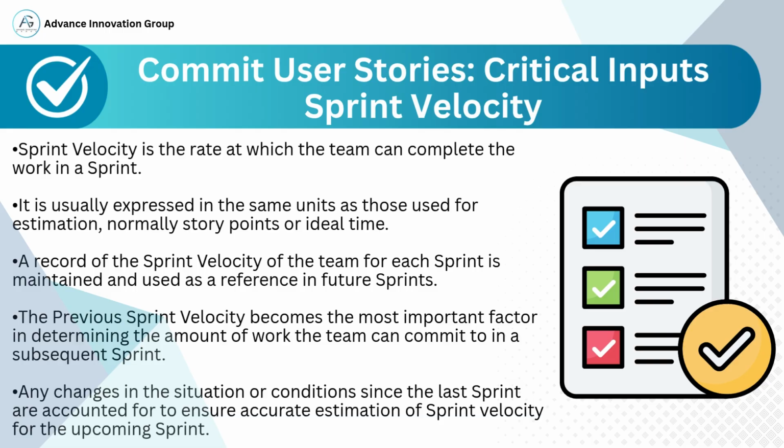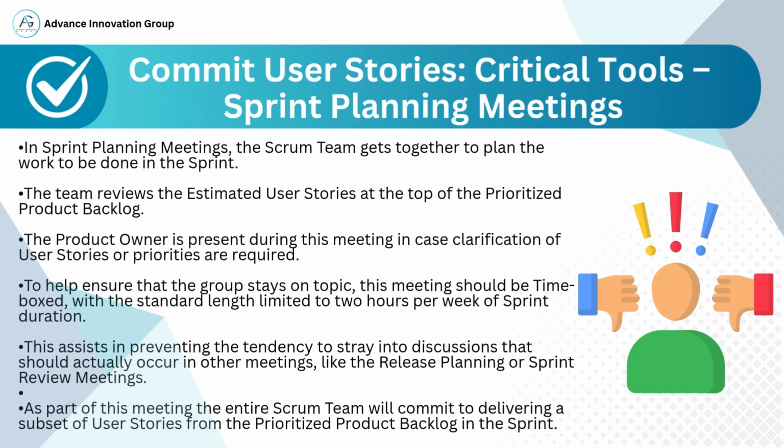In summary, sprint velocity helps teams avoid overcommitment and undercommitment by giving a data-driven insight into what they can realistically deliver. This slide focuses on one of the most important tools used in committing user stories: sprint planning meetings. Sprint planning is a collaborative session where the Scrum team comes together to decide what can be delivered in the upcoming sprint and how that work will be achieved.